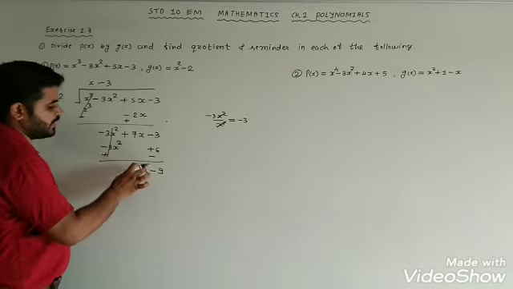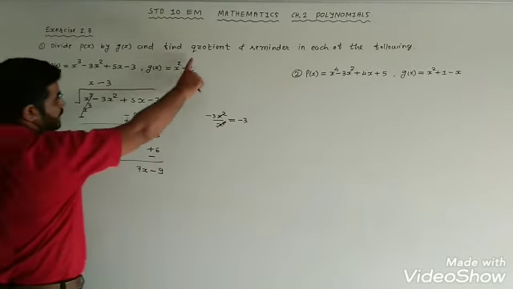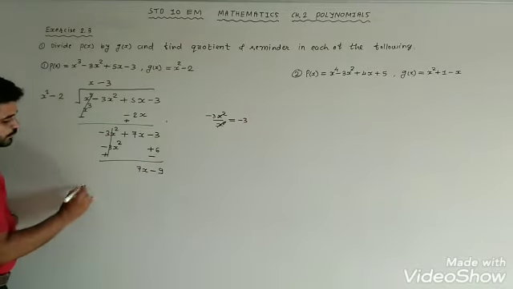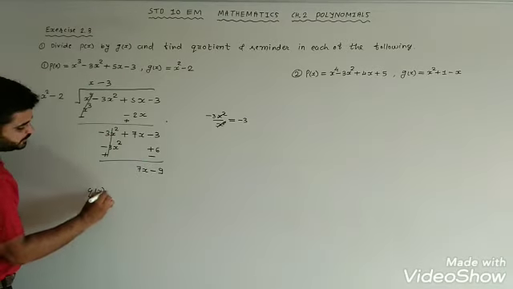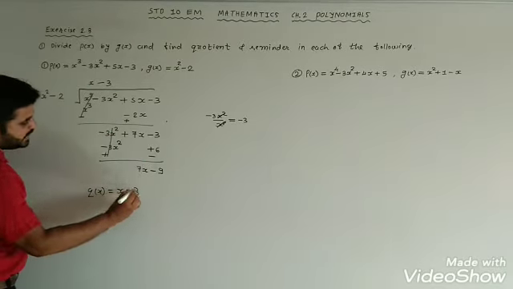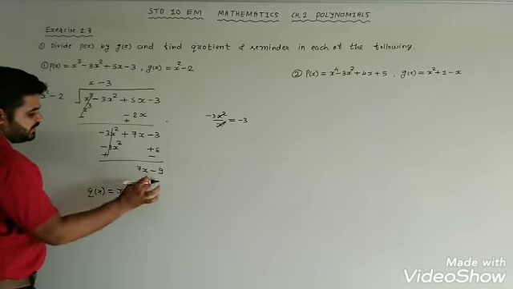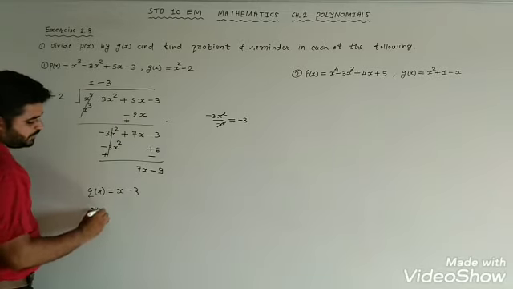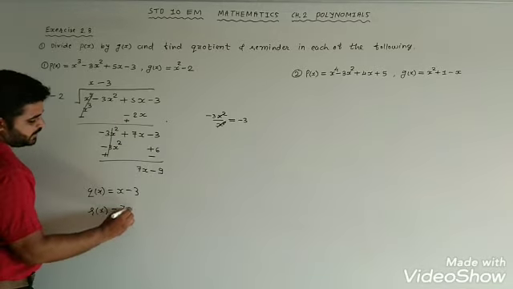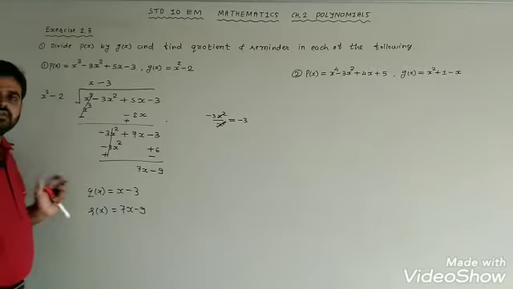Okay, so we have to write the answer. In this we have to write quotient and remainder. Quotient means q of x. What is the value of q of x? x minus 3. And it is a remainder. So what is the value of the remainder? 7x minus 9. Any doubt in this?